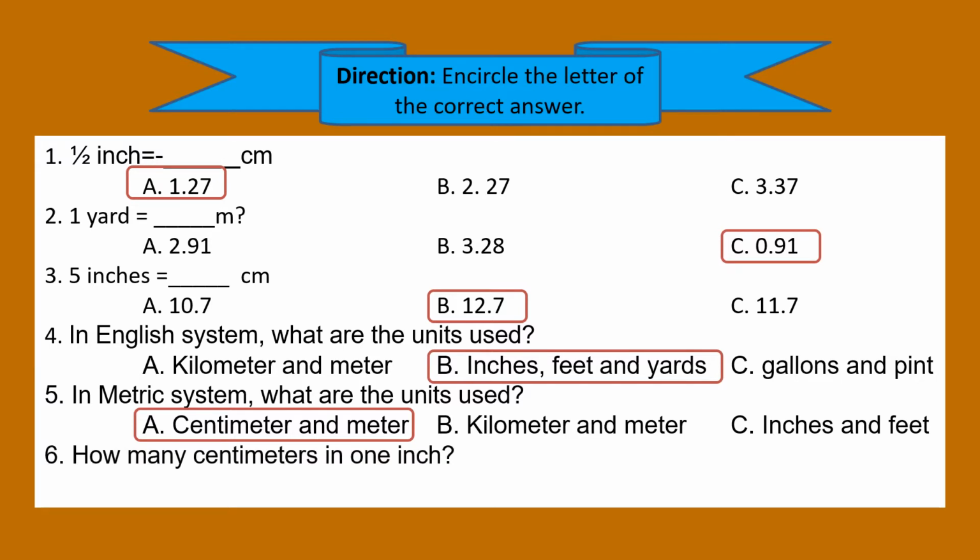Next, number 6. How many centimeters in 1 inch? Is it A, 1.54, B, 1.56, C, 2.54? So the answer is letter C, 2.54. In 1 inch, there are 2.54 centimeters.